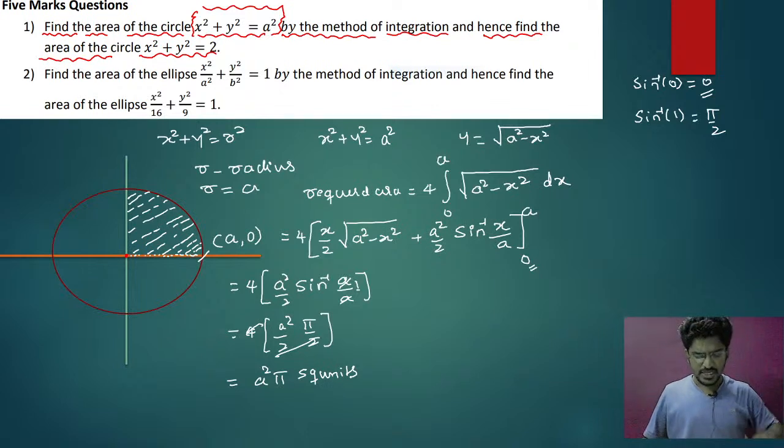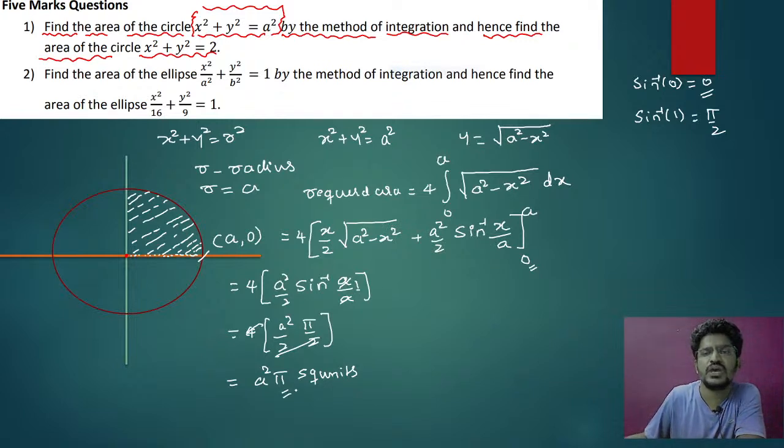So a square pi is going to be your answer, and please remember you can make it very simple, because the lower limit is 0. If you put 0, 0 into anything is 0. Here also sine inverse of 0 will be 0. So the complete term becomes 0. Okay. So lower limit, forget. Put the upper limit in the place of x. A square minus a square will become 0. 0 into x will be 0. So forget this also. Just simplify a square by 2 sine inverse of x by a. That will be a square pi square units.